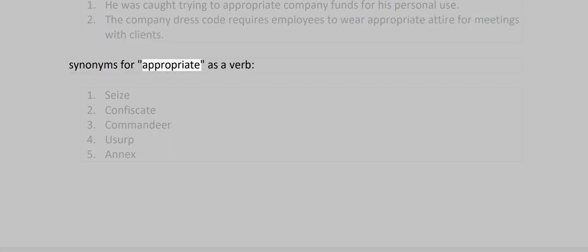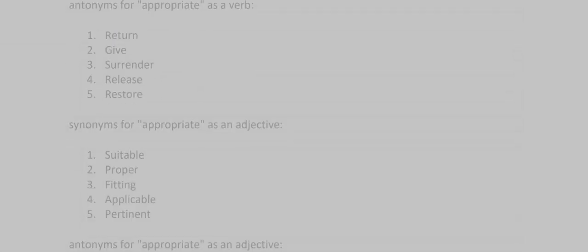Synonyms for appropriate as a verb. 1. Seize. 2. Confiscate. 3. Commandeer. 4. Usurp. 5. Annex. Antonyms for appropriate as a verb. 1. Return. 2. Give. 3. Surrender. 4. Release. 5. Restore.